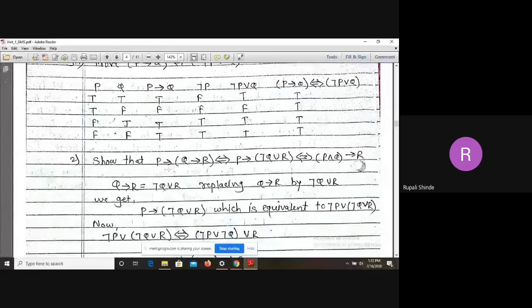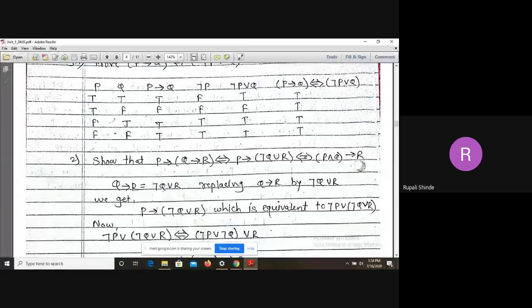First one is P conditional (Q conditional R). So here we can replace this Q conditional R by its equivalent formula, negation Q or R. We have already seen this formula, how to convert this conditional into an equivalent formula.